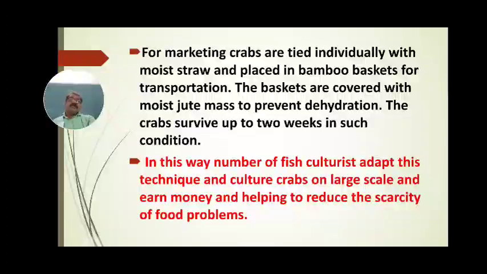For marketing, crabs are tied individually with moist straw or with rubber bands and placed in bamboo baskets for transportation. The baskets are covered with moist jute mass to prevent dehydration. The crabs survive up to 2 weeks in such a condition. When the crabs are tied with rubber bands, moist straw or hemp threads and kept in bamboo baskets for transportation for marketing, they survive and stay alive up to 2 weeks.